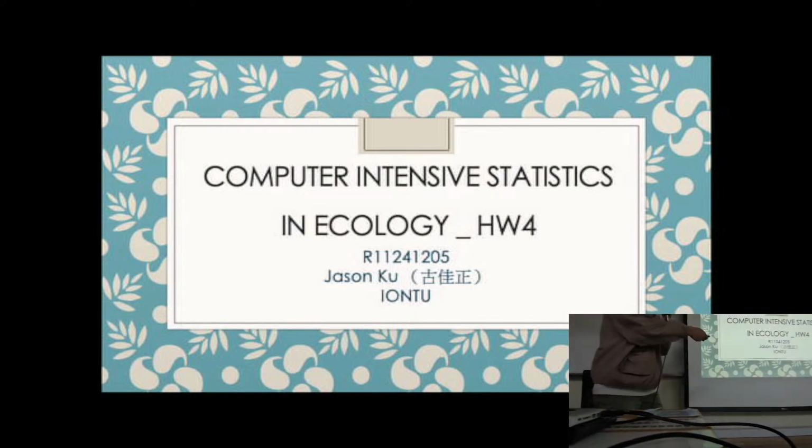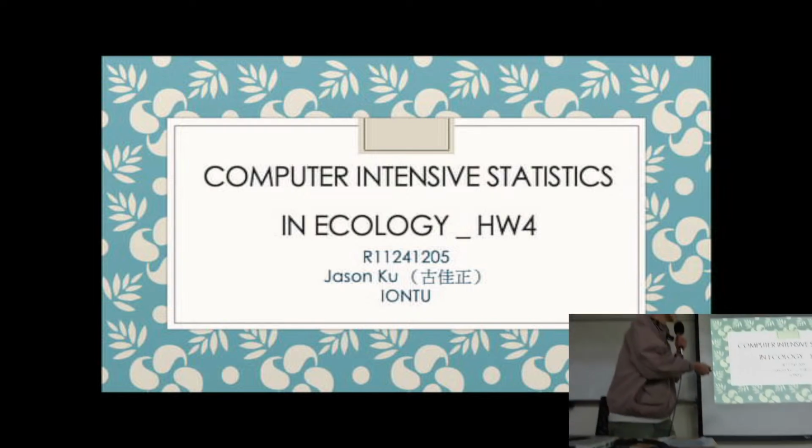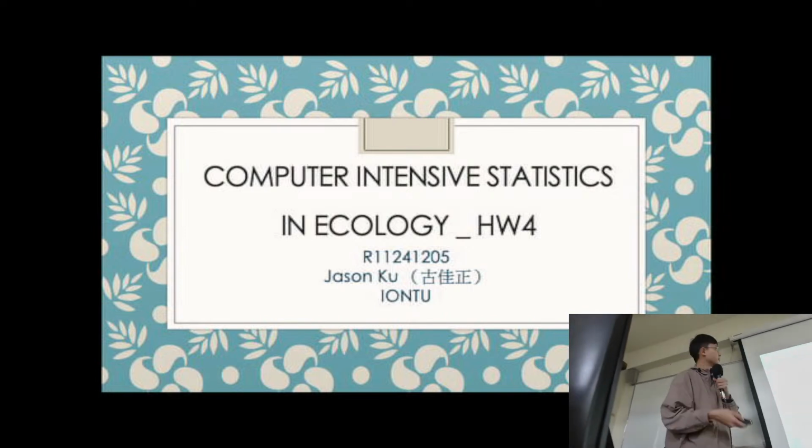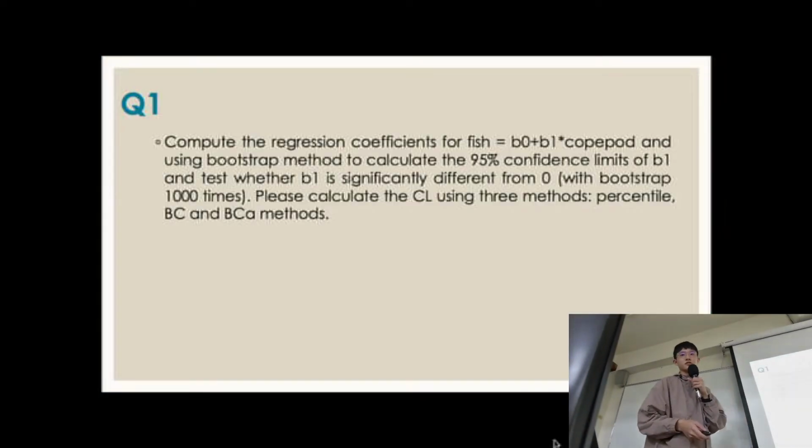Mention is to discuss the workflow. So the first question is to compute the regression coefficient for fish and cauliflower and use the bootstrap to calculate the 95% confidence interval of beta 1, and to test by these three methods, percentile, BC, and BCa method, to see if the beta is different from 0 or not.